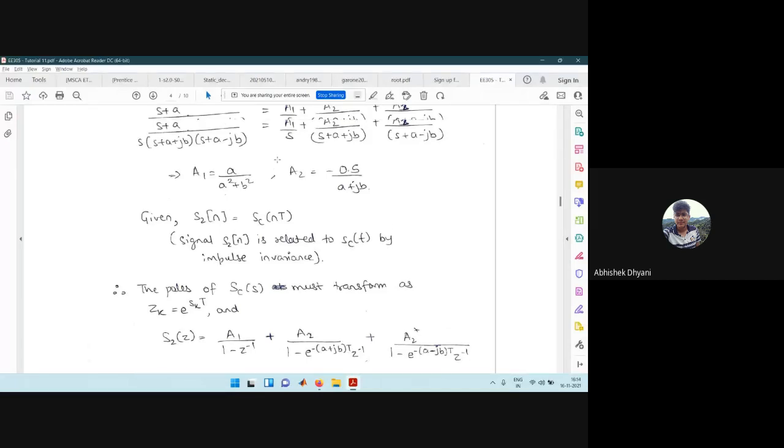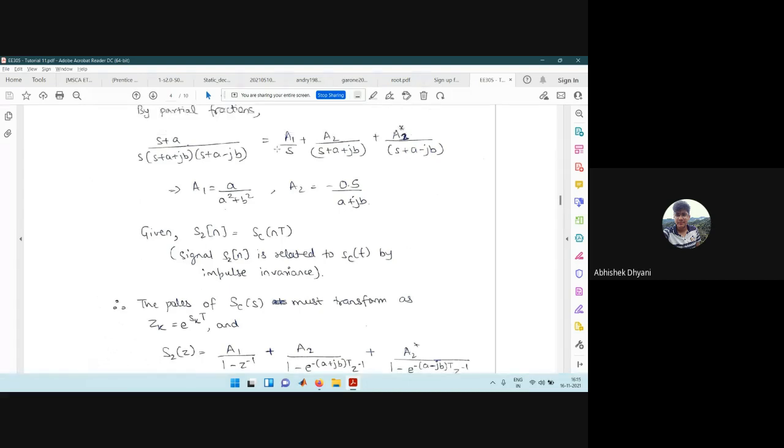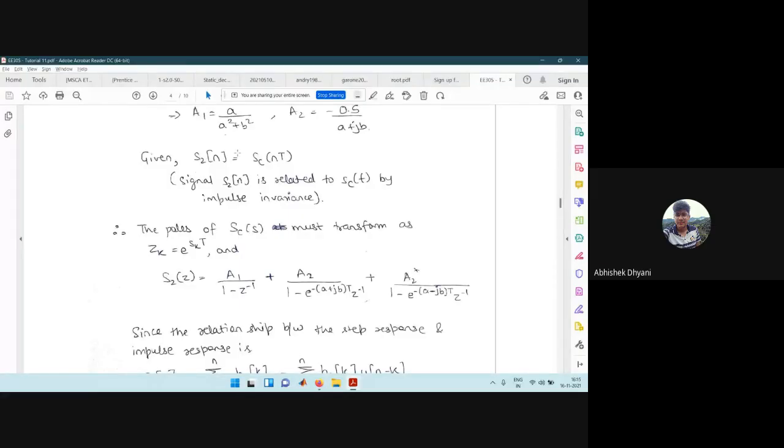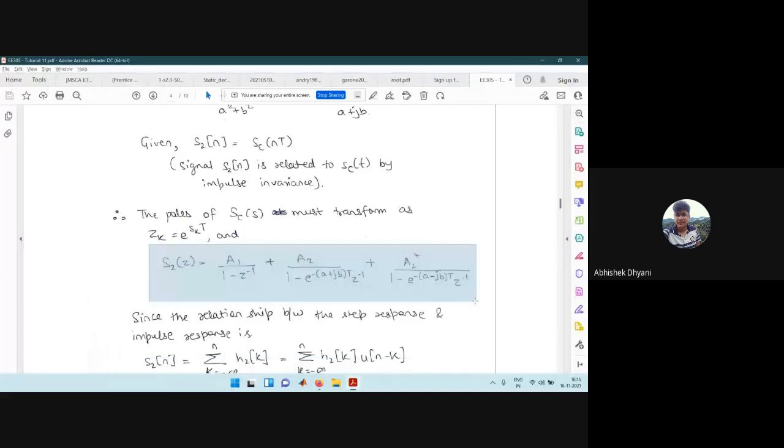And there is one term, A1 by s, and for that will correspond to this 1 by 1 minus z inverse, and finally the last part which will give me this. So now essentially I have taken the inverse Laplace transform, applied this impulse invariance, and then taken the Z transform to obtain this S2(z).